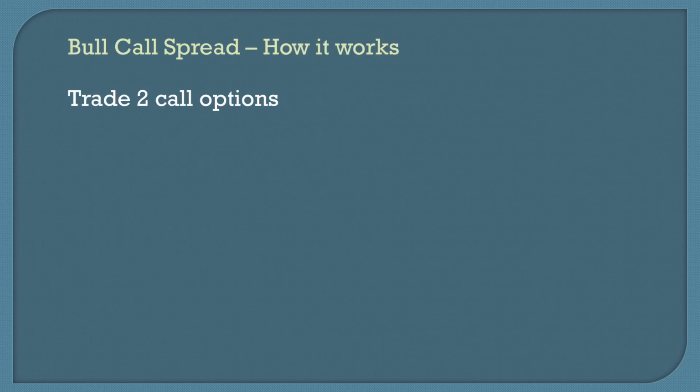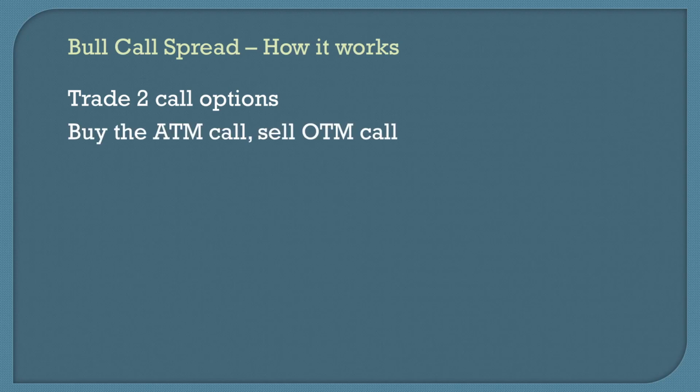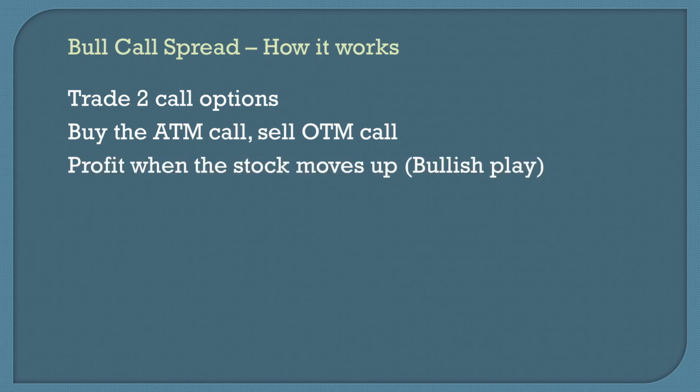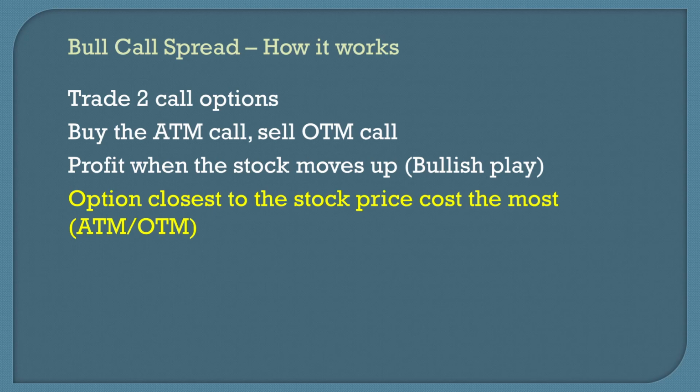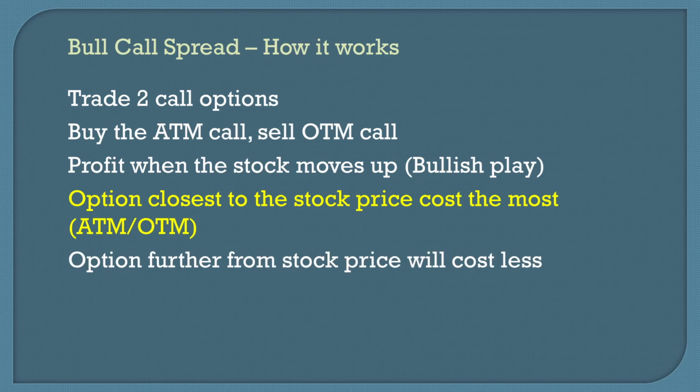In a bull call spread, you will trade two call options. They have the same expiration date but different strike prices. You will buy an at-the-money call and sell an out-of-the-money call. For a bull call spread, you will profit when the stock moves up, so it is a bullish strategy. Remember, for at-the-money or out-of-the-money options, the option closest to the current stock price will cost the most. Those further away will cost less.